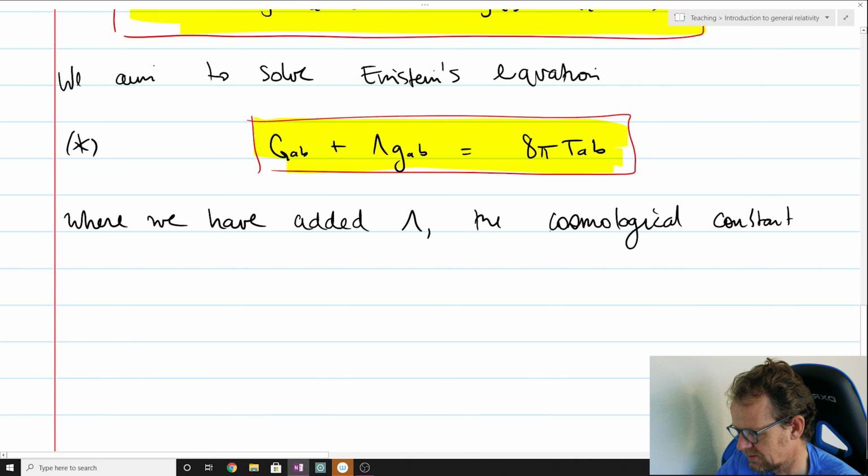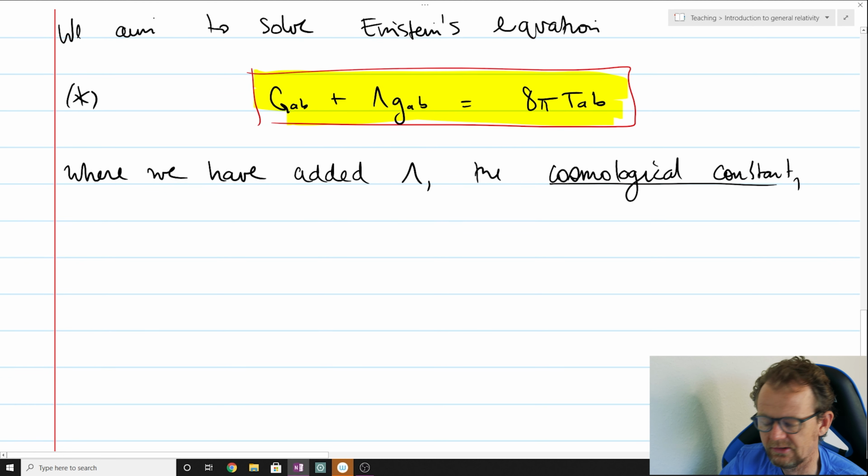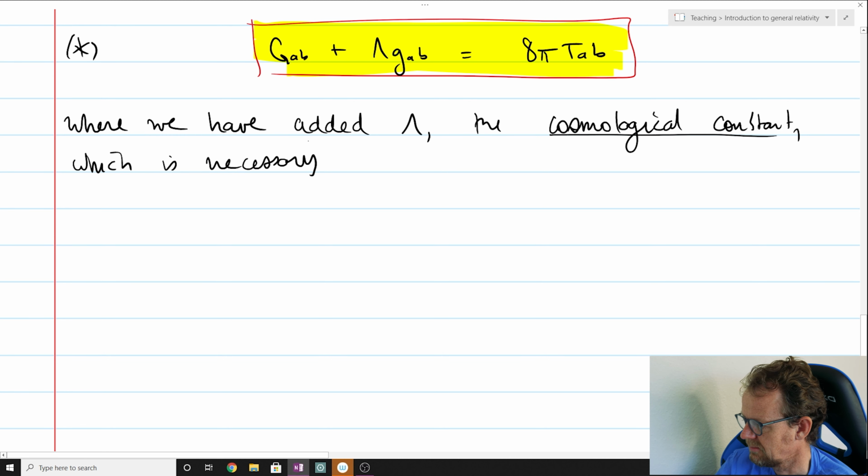So we've added an additional term, lambda, the cosmological constant. And it turns out that although Einstein added it in order to model an eternal universe, it was later hoped that lambda would be 0. Well, that's not the case. The observations now favor a non-zero value of lambda, and these observations have essentially been independently verified now.